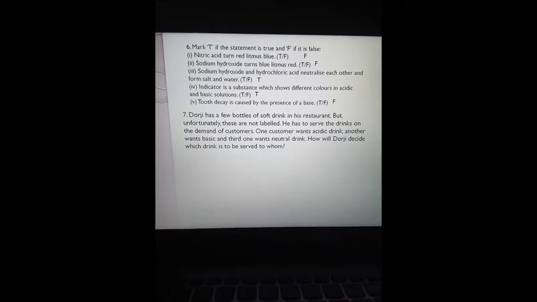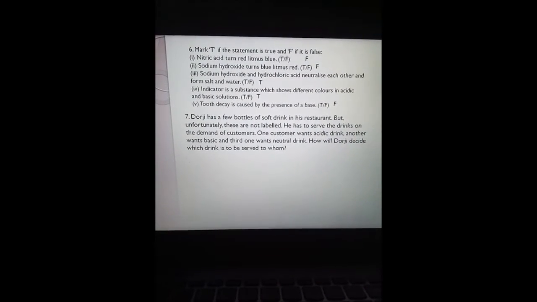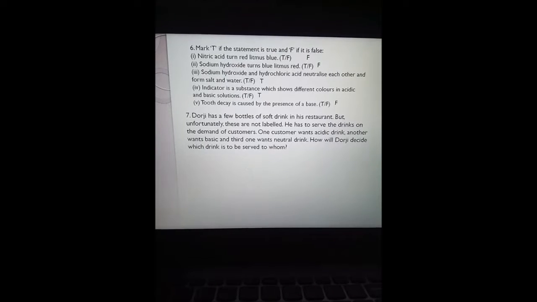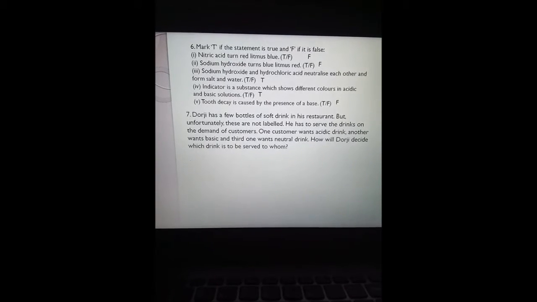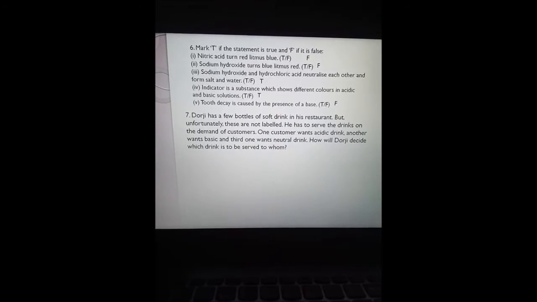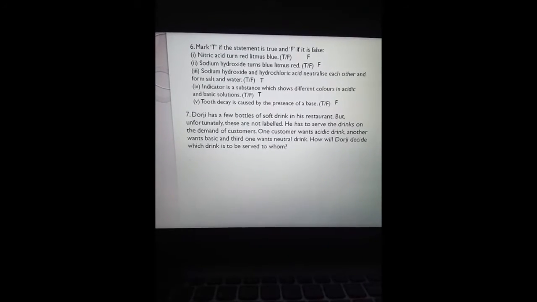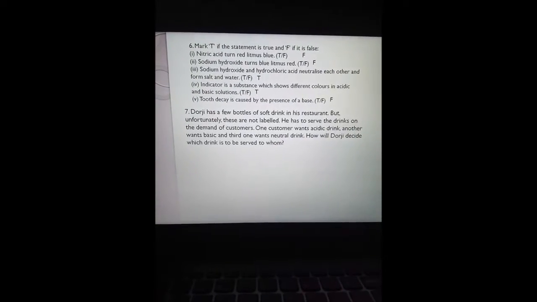Number 7: Dorji has a few bottles of soft drink in his restaurant, but unfortunately these are not labeled. He has to serve the drinks on the demand of customers. One customer wants an acidic drink, another wants a basic drink, and the third one wants a neutral drink. How will Dorji decide which drink is to be served to whom?